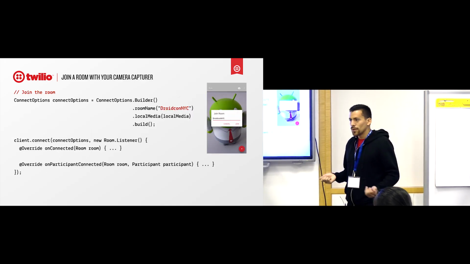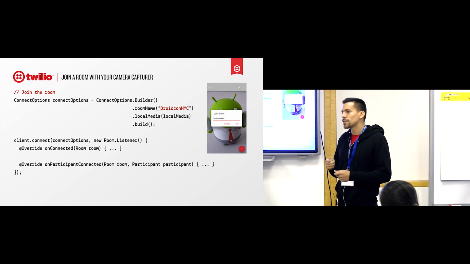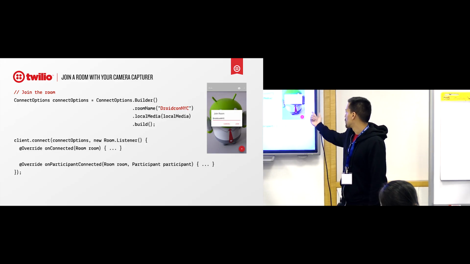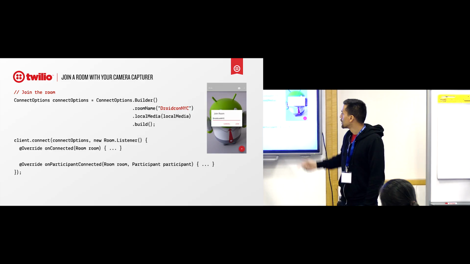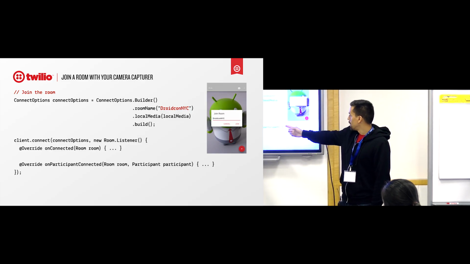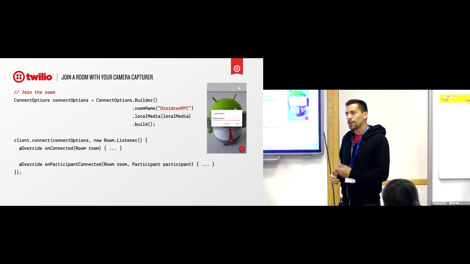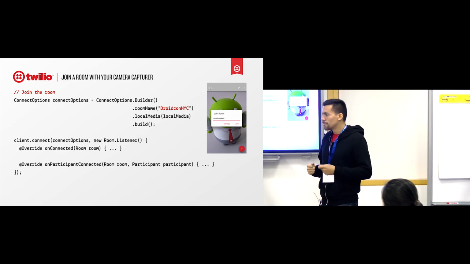So next, I want to join the room. There's a builder called Connect Options, and it allows you to specify a number of different options. But the two that I just want to highlight are the room name and the local media that you'd like to share. At that point, with your client, you can then connect to the room. At a later time, you'll get an on-connected callback, and you can start learning about the different participants that are in the room and also start getting callbacks for the various tracks that they're sharing.